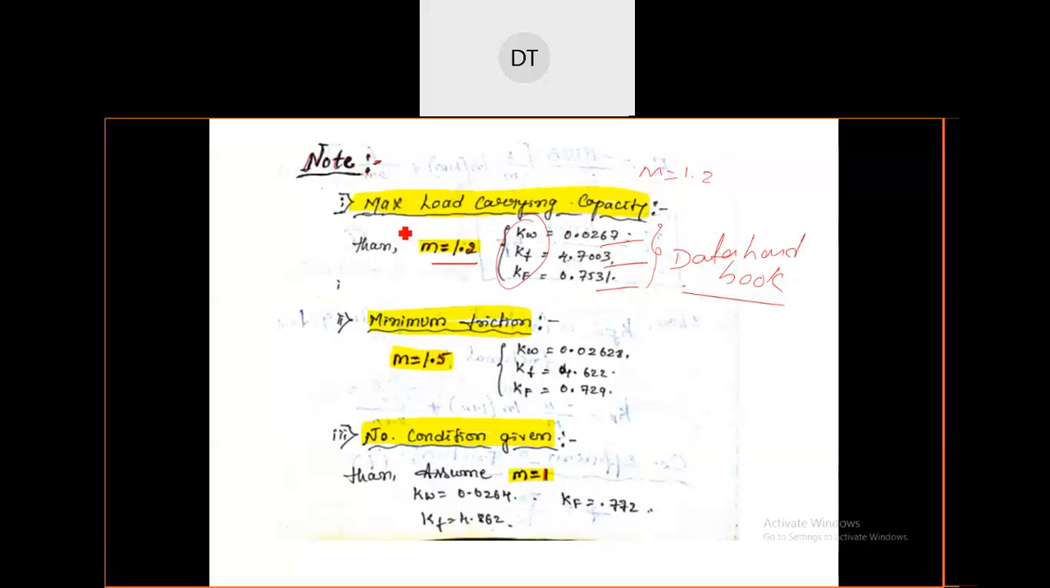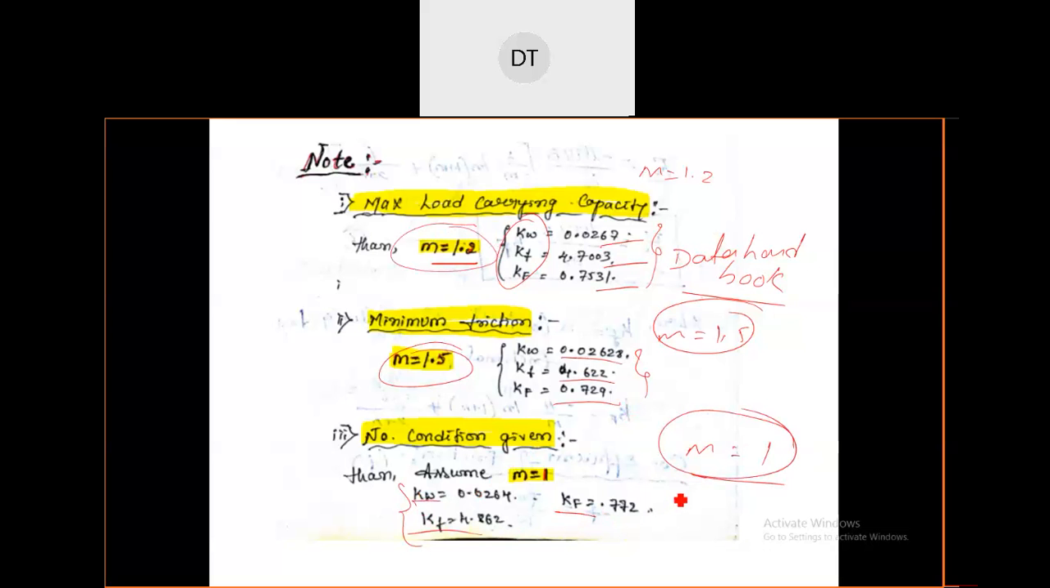If it is maximum load carrying capacity, m is equal to 1.2. If minimum friction, then m is equal to 1.5; the friction is very less, and then Kf, Kw are these values. If m is equal to 1, no condition is given. If the condition is minimum friction, you have to take m equal to 1.5. If the condition is maximum load capacity, m is equal to 1.2. Or else in the problem they directly give m is equal to 1.2 or 1.5. If no condition is given, then assume that m is equal to 1. Then you have to take these values Kw, Kf and small kf. All these are available in your data handbook.